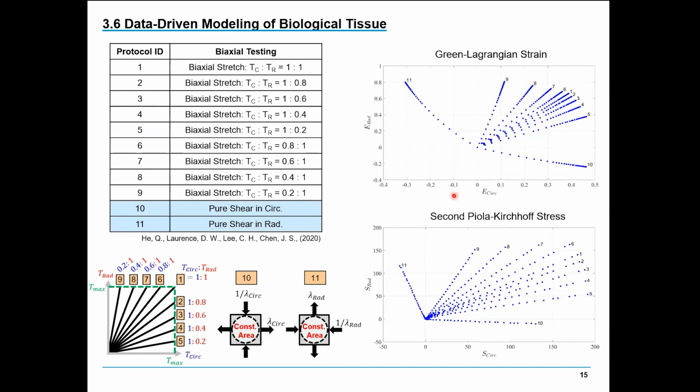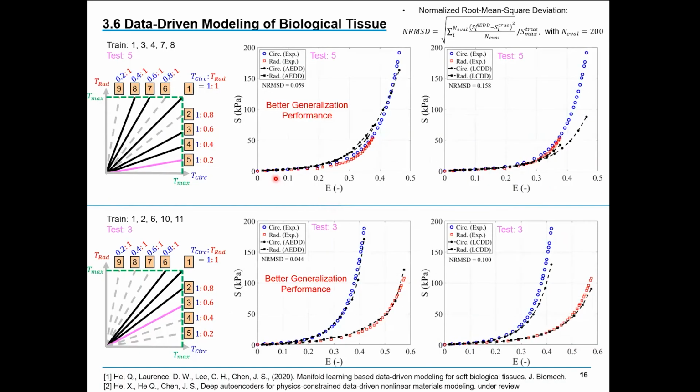This is the strain and stress data of all the protocols, Green-Lagrange strain and second Piola-Kirchhoff stress. This strain and stress data is used to train the autoencoder. Then the trained autoencoder is applied in the data-driven simulations under the deformation of a certain protocol that is not used in training. For example, here we have two cases. In the first case, data from protocols 1, 3, 4, 7, and 8 are used for training autoencoders. After training, the trained autoencoder is applied in data-driven prediction of the response of biological tissue subjected to the deformation of protocol 5. And these data-driven predictions are compared with the experimental stress data of protocol 5.